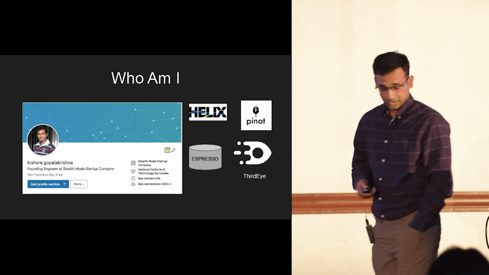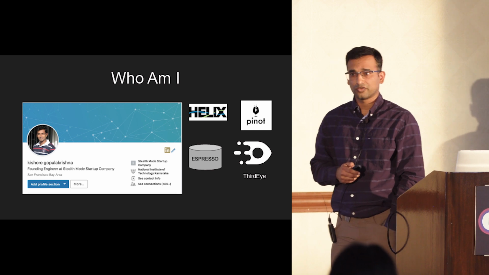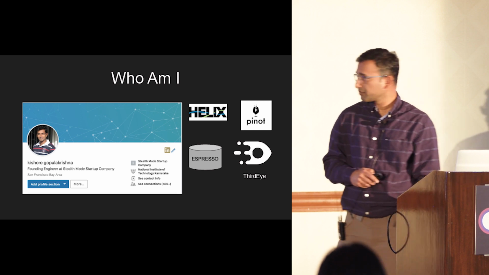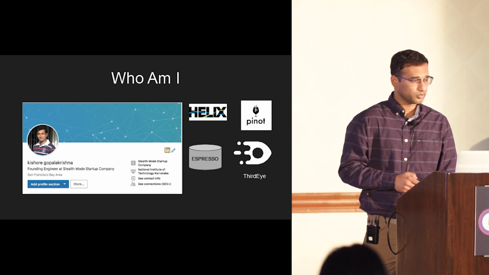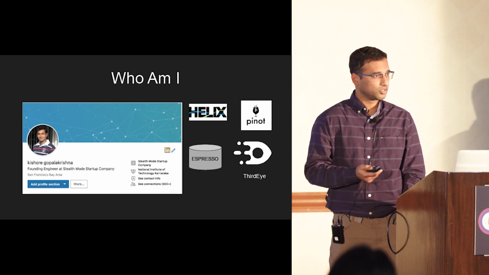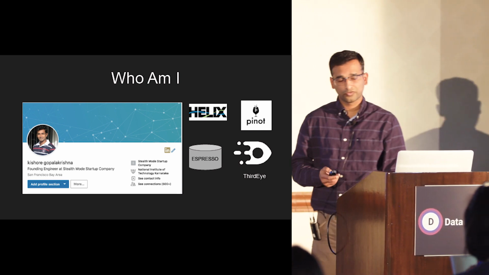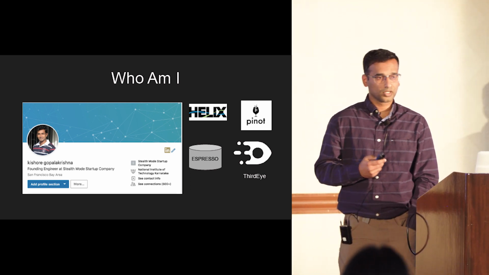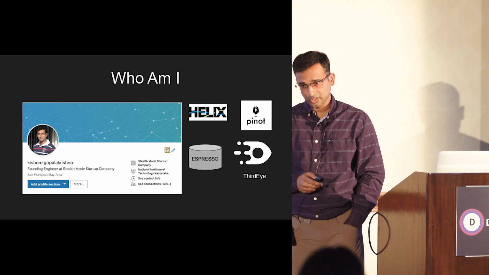A quick intro about me, for those of you who just got in. I've worked on a lot of Apache projects, and these are some of the projects that I've created over time at LinkedIn. Apache Helix is the cluster management framework used to build various distributed systems. Pinot is the OLAP data store that I'll be talking about today. Espresso is the document store at LinkedIn, which stores all the profiles and is the source of truth. ThirdEye is another project that I recently started working on, which helps you do anomaly detection and root cause analysis on top of all the time series data.